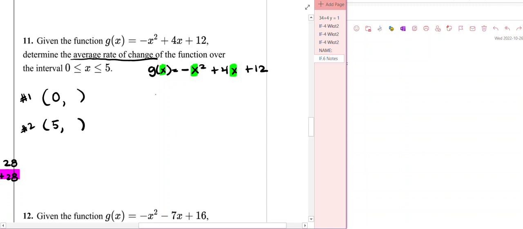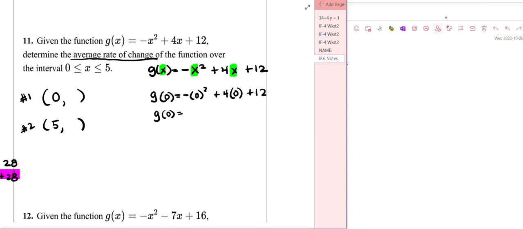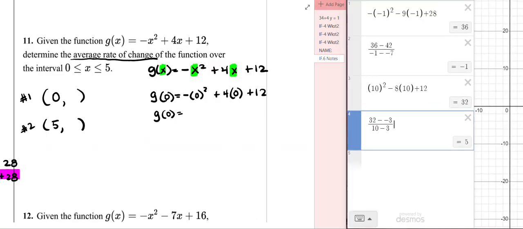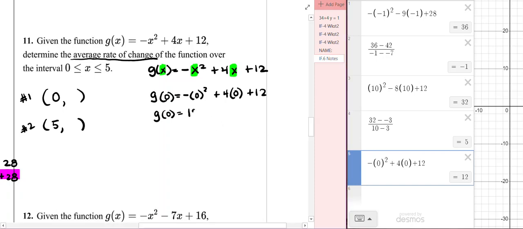So first we're going to find g of 0. All right, so wherever we see the x, we're going to substitute in 0. Make sure that you're diligent about those parentheses in these situations. Right, and then we're going to use the calculator. Here we go. Let's see. Negative parentheses 0 squared plus 4 times 0. And yes, we know that they're going to be 0 and 0, right? Plus 12. So this should be just 12. All right, so 0 is paired to 12.